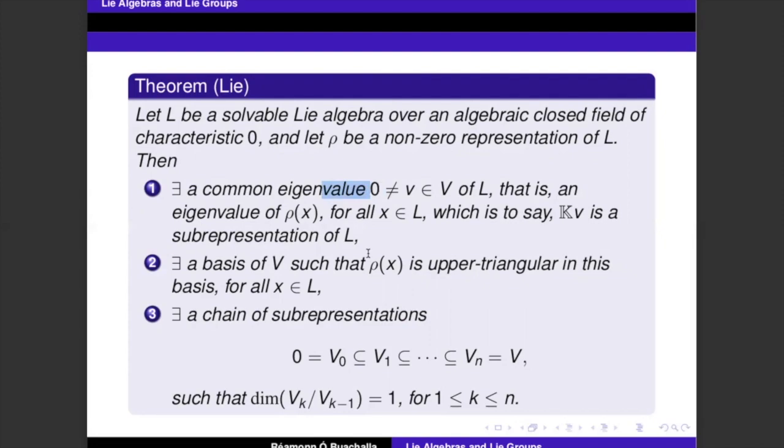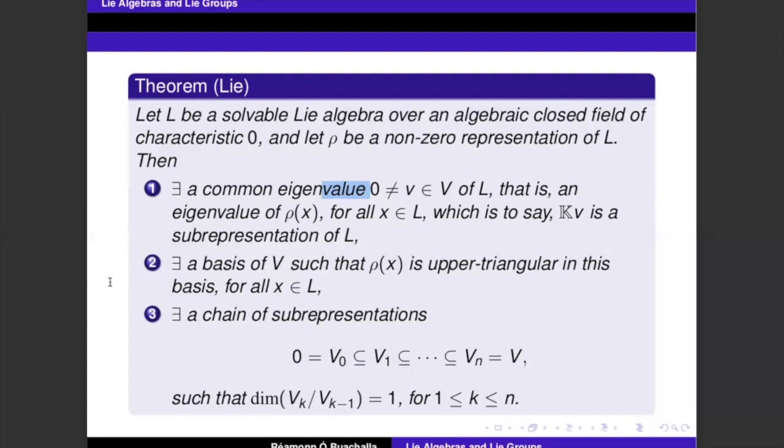In Engel's theorem, it was an eigenvector where the eigenvalue was 0, an element in the kernel. But here it generalizes to an eigenvector. Of course, the eigenvalues don't need to be the same for every element of the Lie algebra. It just needs to be a common eigenvector for all the rho of X. So generalizing from nilpotent to solvable goes from an eigenvector with eigenvalue 0 to a general eigenvector.